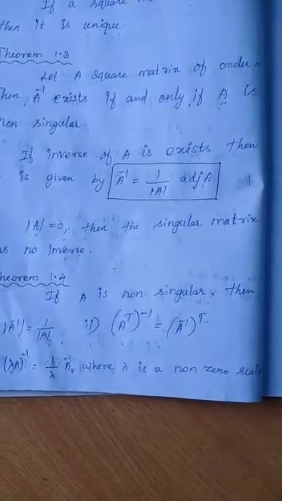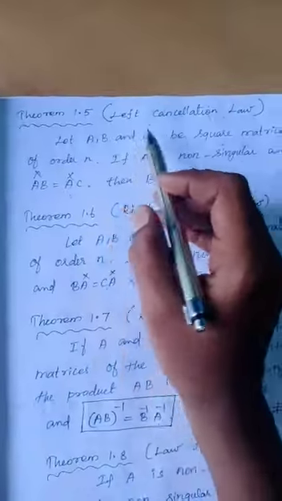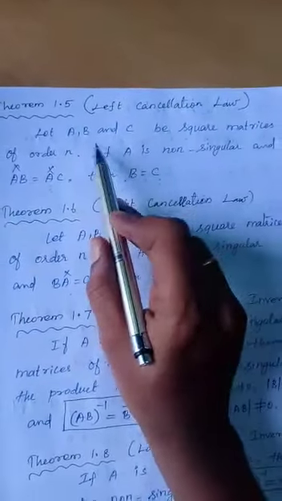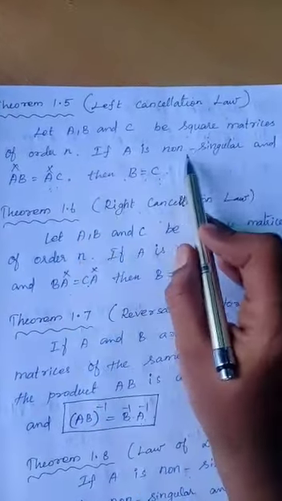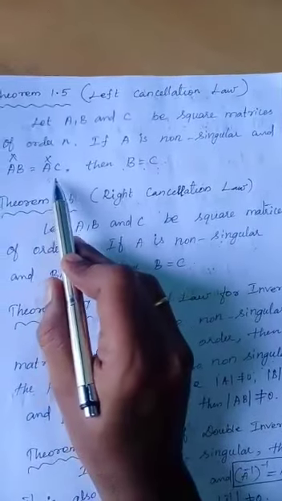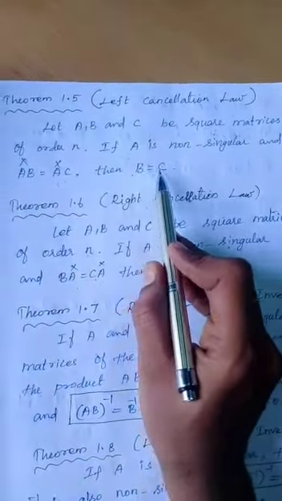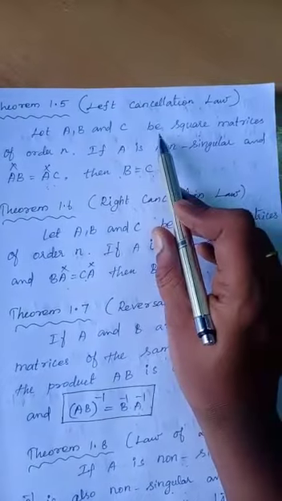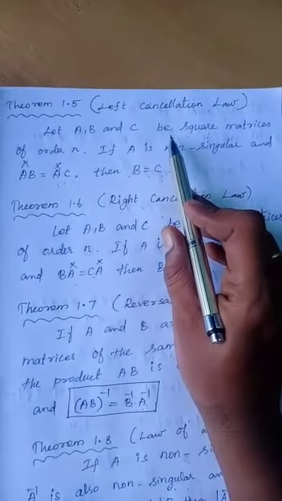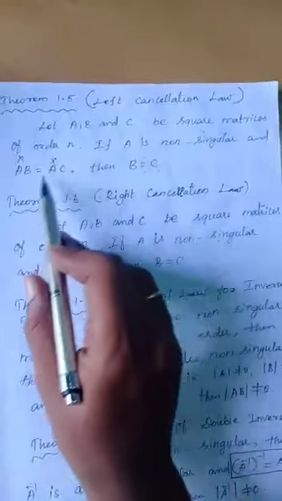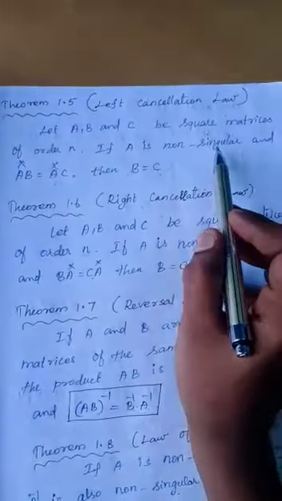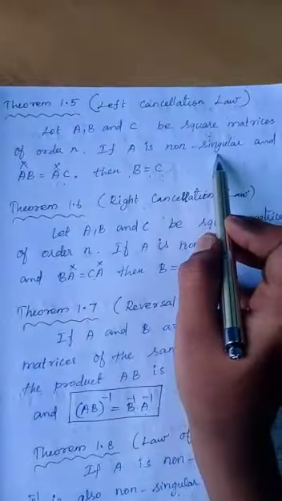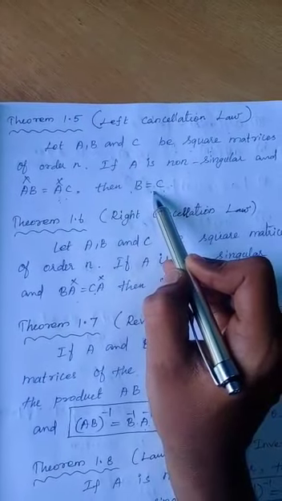Next theorem is, this theorem is named the left cancellation law. Let A, B and C be square matrices of order n. If A is non-singular and AB equals AC, then B equals C. The three matrices A, B, C satisfy the condition AB equals AC, and also the important condition is that A is non-singular. Because we are using this, we can get the theorem result, that is B equals C.